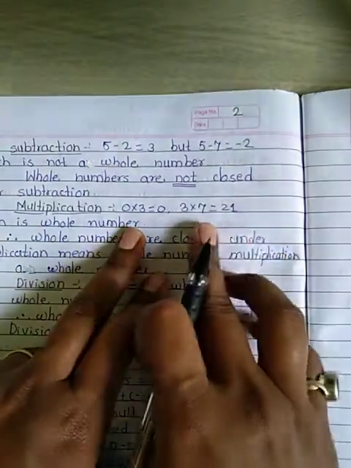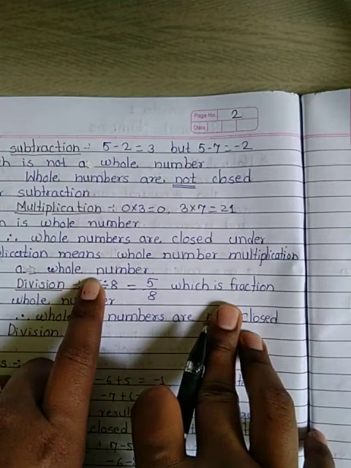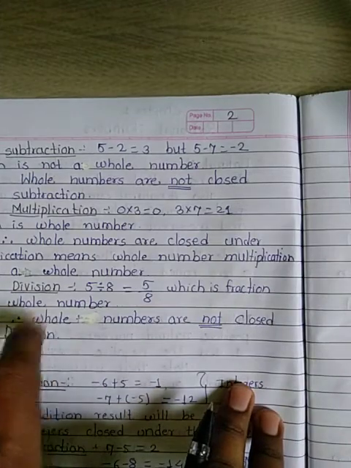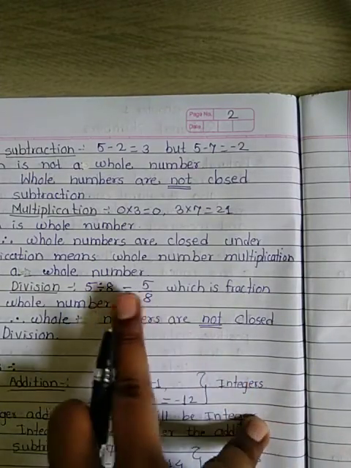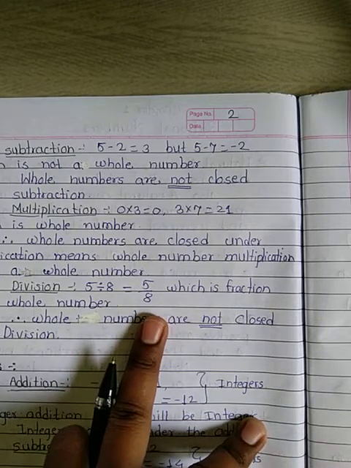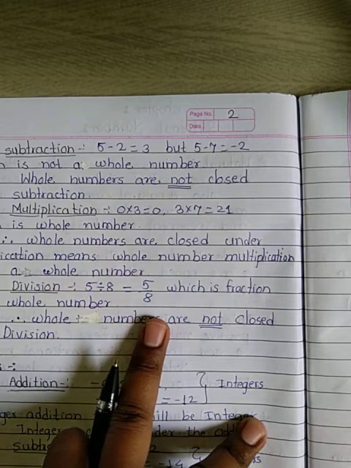Multiplication: whole numbers are closed under the multiplication. Now division is also not possible. Whenever we do 5 by 8, which is a fraction, it is not a whole number. So whole numbers are closed under only addition and multiplication, not closed under the subtraction and division.